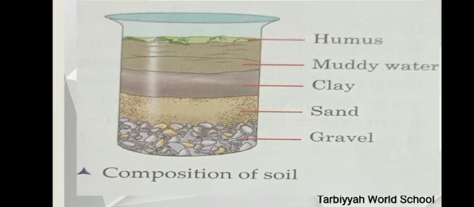Above the clay, there is a layer of muddy water. On top, there is a layer of humus. As you can see in the picture, the top layer is of humus. It consists of decayed remains of dead plants and animals. Soil also contains air and water. As you can see in the picture, these are the layers of soil.